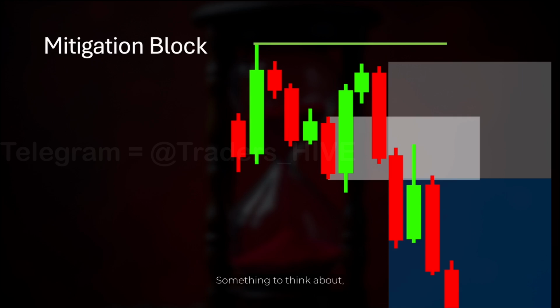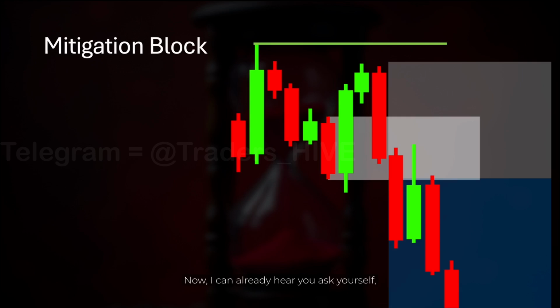Something to think about. When the market displaces below this down close candle, and we see the market retrace into that low, that's a potential shorting opportunity. We can place our stop above the high which set up the expansion lower. Keep in mind that this is how we trade a mitigation block.